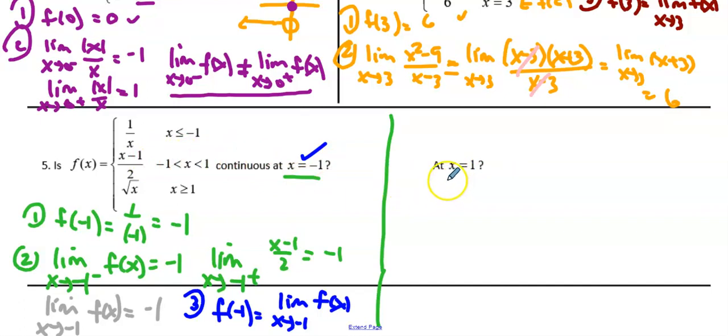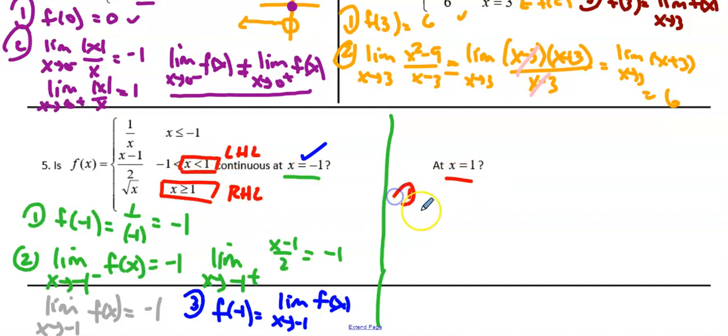Number 5, we're looking at where x is equal to 1. So x is equal to 1 here. This is x is greater than, so this is going to be our right-hand limit. And then we're just caring about this right here, this little guy, x is less than 1. This is our left-hand limit. So now that we've identified that, the first thing we're going to do is define, okay, is f of 1 defined? So again, we're going to look over this function, because it's greater than or equal to. And so we're going to do the square root of x, which is the square root of 1, which is 1. So f of 1 is equal to 1.